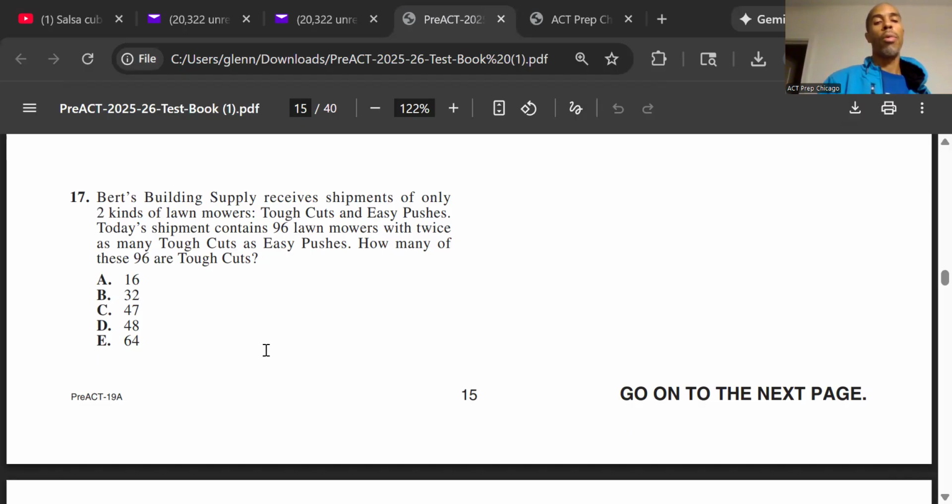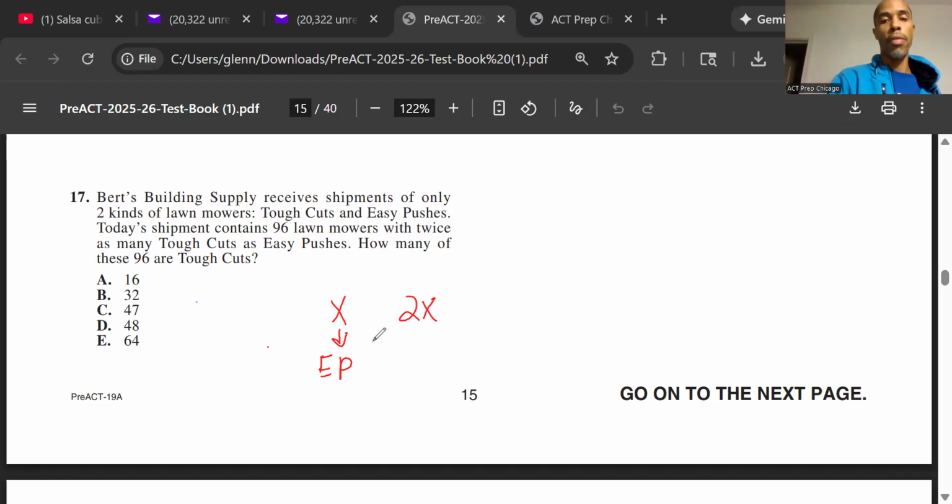Okay, so Burt's Building Supply receives shipments of only two kinds of lawnmowers. Your shipment is only tough cuts and easy pushes. Today's shipment contains 96 lawnmowers with twice as many tough cuts versus easy pushes. So I could write a formula for that if I want. I could write that if I let X be easy pushes, because they say twice as many tough cuts as easy pushes. Then twice as many of that is 2X. You guys see that? That's twice as many, so 2 times X, because it says twice as many tough cuts as easy pushes.